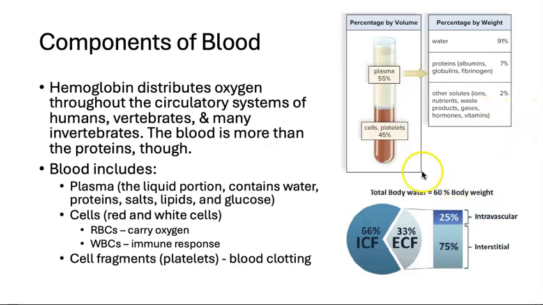And if we look at where all the water is within our body, we see that 66% of it is intracellular, meaning that it is within our cells. The other 33% is extracellular. 25% can be found in our vessels as a part of blood, and then we have the other 75% of that as the fluid interstitially, meaning within our tissues.